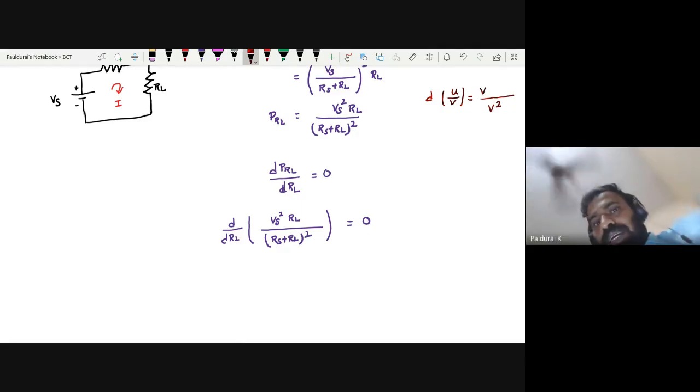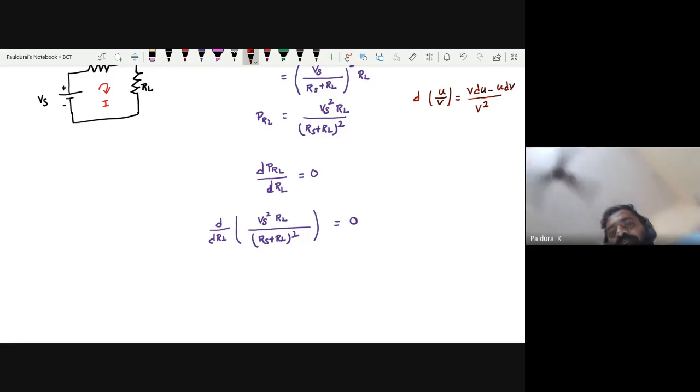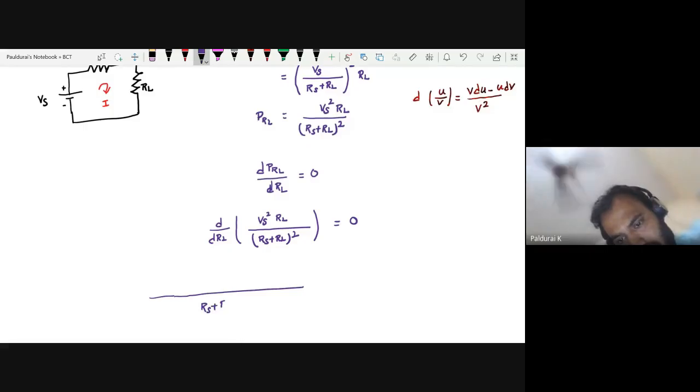Keep the denominator as it is. First differentiate the numerator, then keep the numerator as it is, then differentiate the denominator, and divide by the denominator squared. Can you apply this formula here? My denominator is (Rs plus RL) squared, which is actually V squared. So I am keeping the denominator as it is.